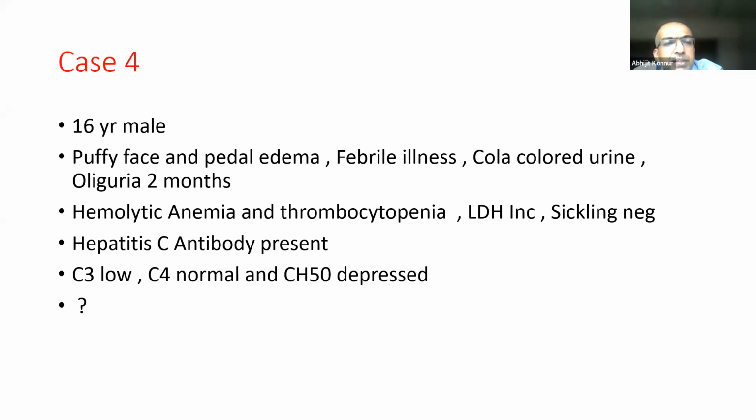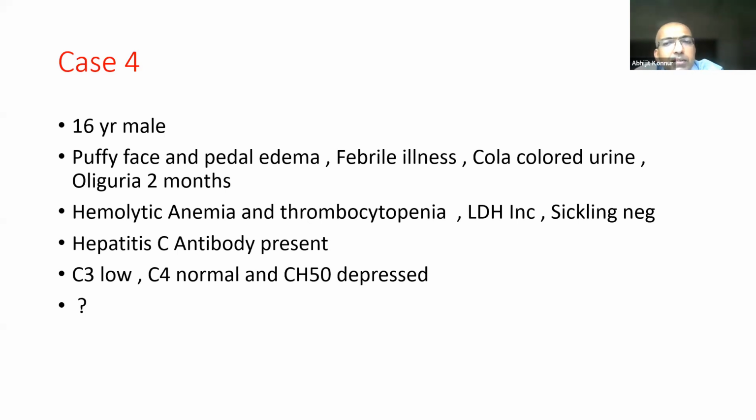Case 4 is of a 16-year-old male who presents with puffy face and pedal edema, febrile illness, cola-colored urine, and oliguria, all for the last 2 months. He also has hemolytic anemia and thrombocytopenia. His LDH levels were increased, and he was sickling negative. He had hepatitis C antibody present, and his C3 was depressed with normal C4, and total CH50 was depressed.